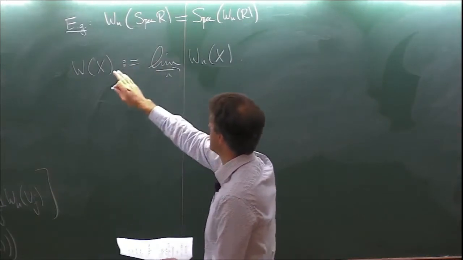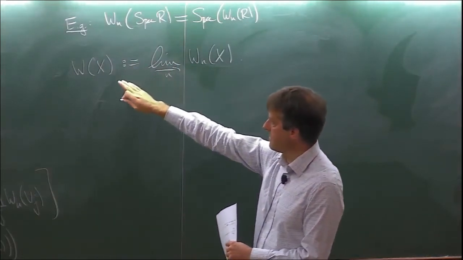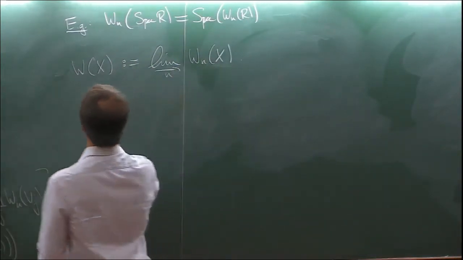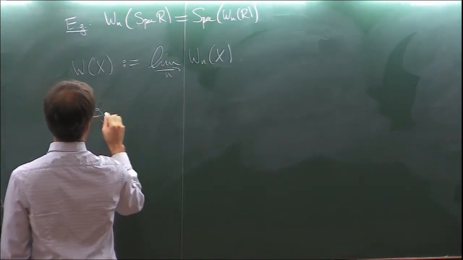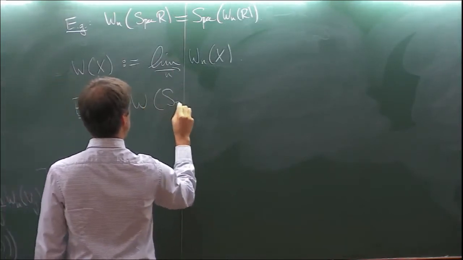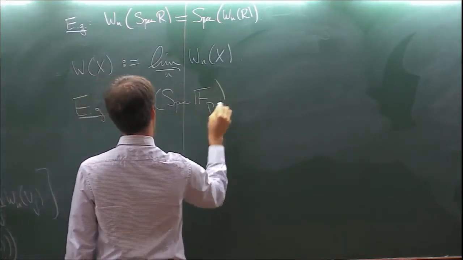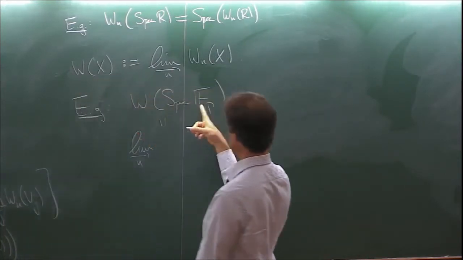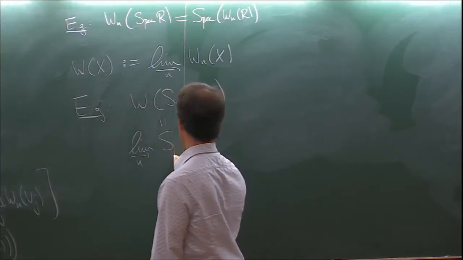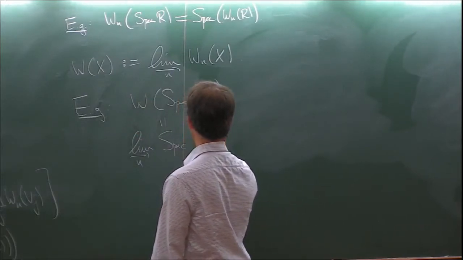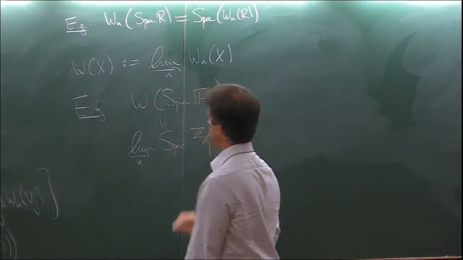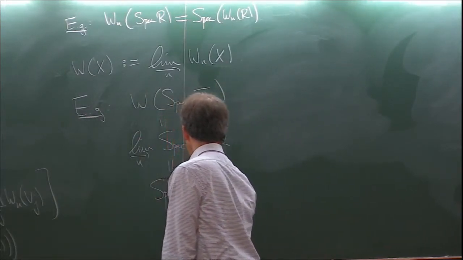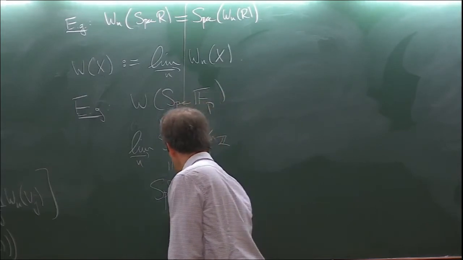So this is typically not, even if X is an affine scheme, this is typically not a scheme. So for instance, W of spec Fp is the direct limit of the Wn of spec Fp's, which are just spec of Z mod p to the n's. And this is spof Zp, which is not spec Zp.